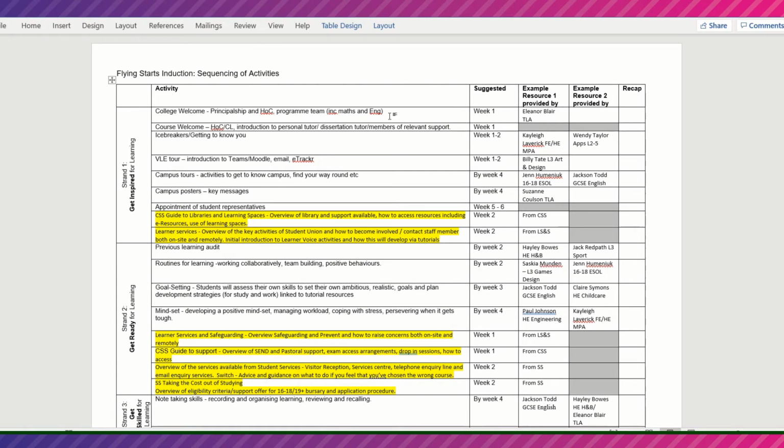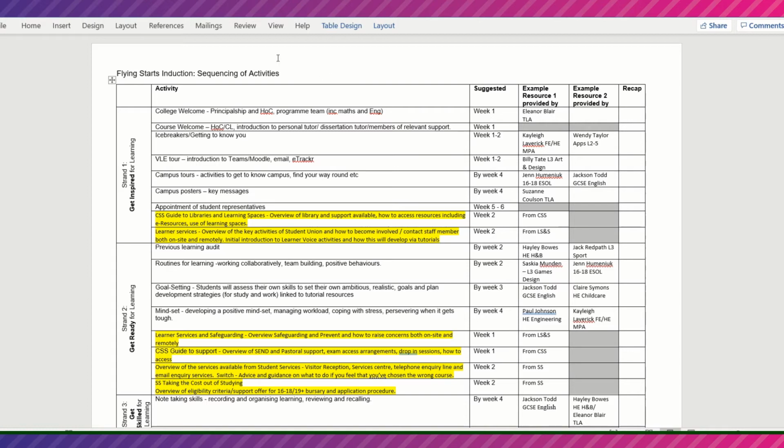So for each of the areas of focus, we have a suggested week of coverage. And then we have usually 2, sometimes 1 example resources, which will be available for you to take as a starting point and adapt for the needs of your students. There's also a column here which builds on the previous slide where we talked about the need to recap and recall this information across the first 6 weeks of term.